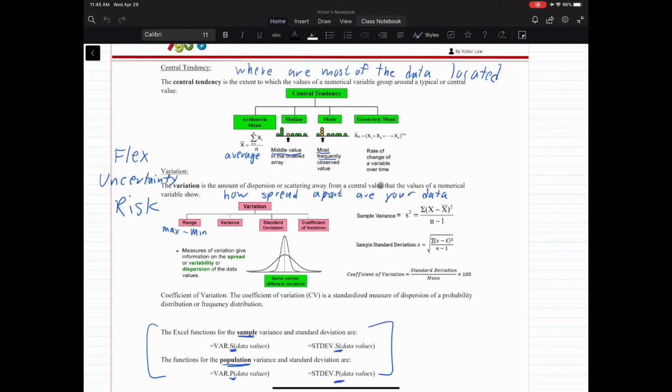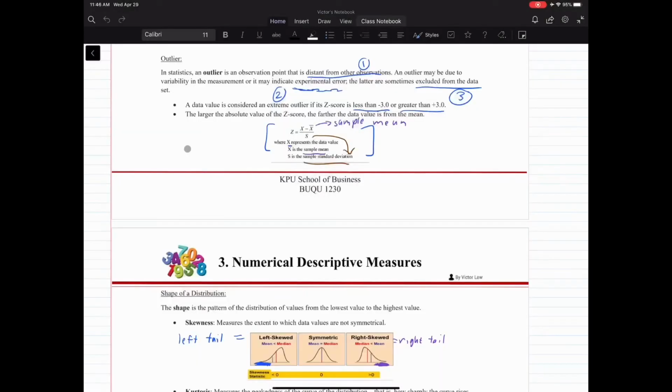So once we understand the different types of central tendency, which is where most of our data are located, and once we understand the variation, so how spread apart are our data, then the next topic that we're going to go through is outliers. In statistics, an outlier is an observation point that is distanced from the other observations. So basically, outliers are observation points that are really far away from where most of the data are located. So that's the first characteristic.